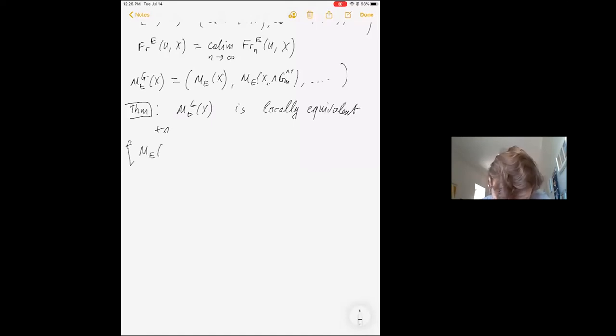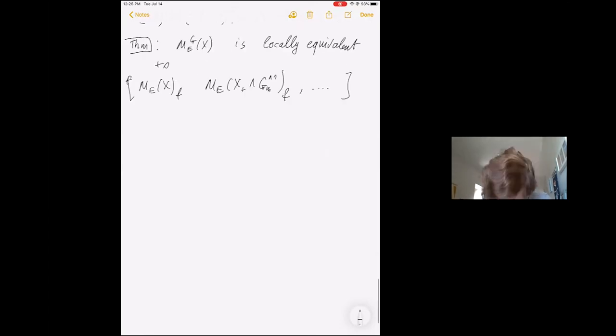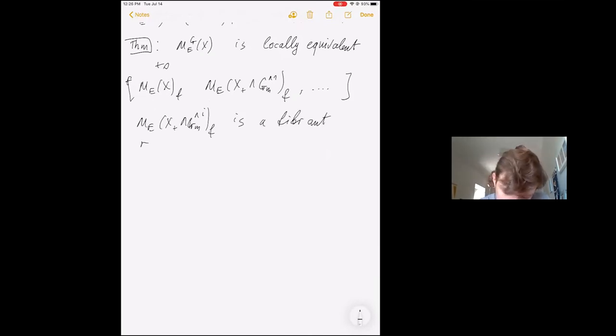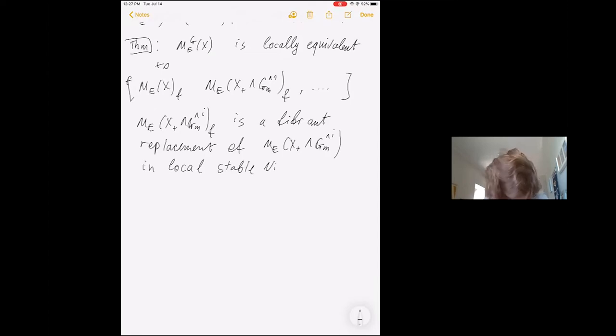And this motivic fibrant replacement looks like this. Again, I just need to apply a local fibrant replacement. So M_E X smash G_m smash I, f here, is a fibrant replacement of M_E X smash G_m smash I in the local stable Nisnevich, stable S1 stable Nisnevich model structure.